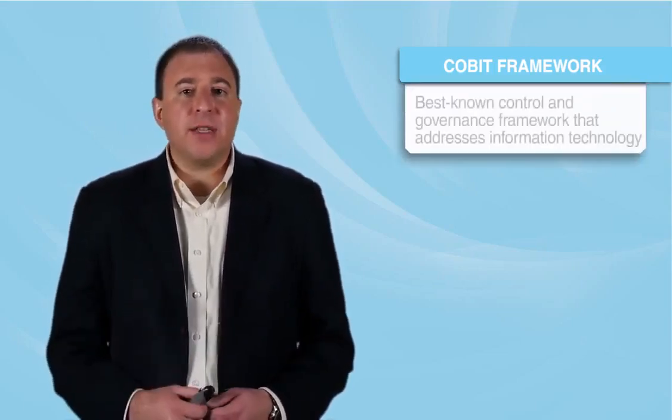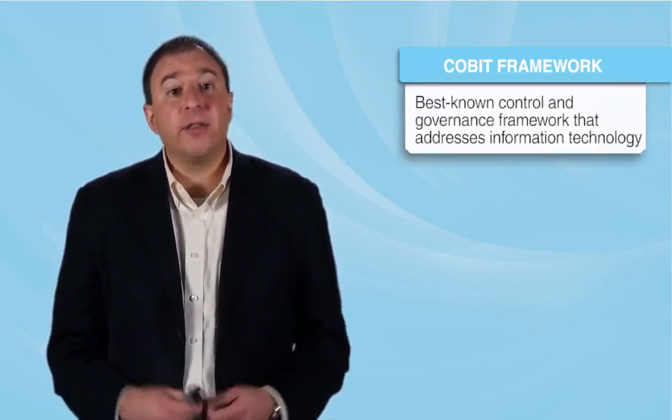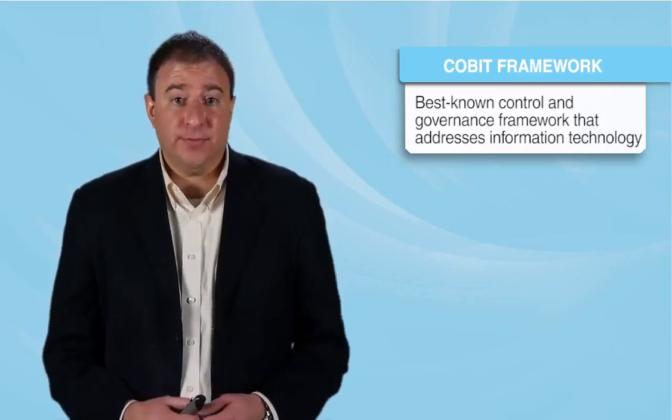So let's look now at the COBIT model. The COBIT model is derived from a model used for computer environments. It was originally focused on controls for specific IT processes. Some organizations that are highly computerized, like insurance companies, might use the COBIT model. So COBIT is the best-known control and governance framework that addresses information technology.